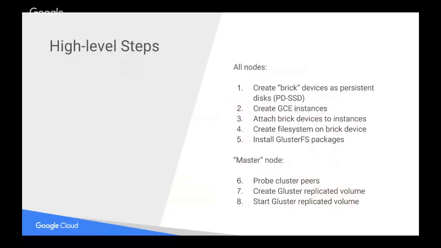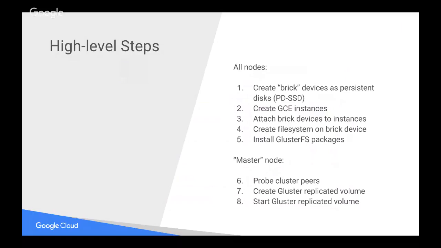And the high-level steps, if you were to do this by hand, would look like this. There are some steps we do on all of the nodes. We're going to spin up an instance, create a persistent disk, and attach that to the instance. We're going to create a file system on that, and we're also going to install the relevant GlusterFS packages as well. So we do that on every single node.